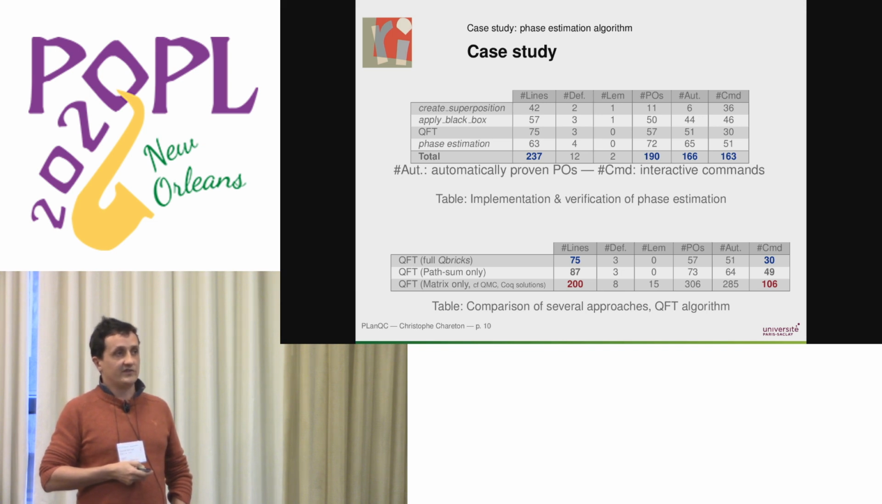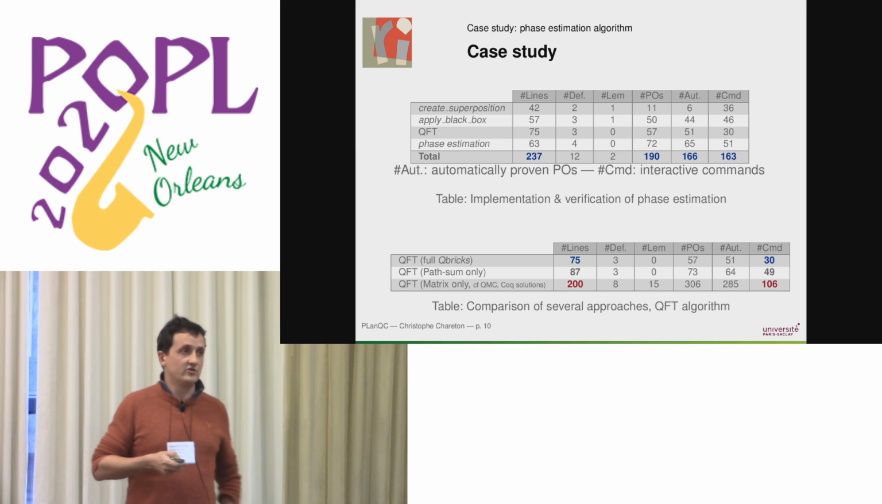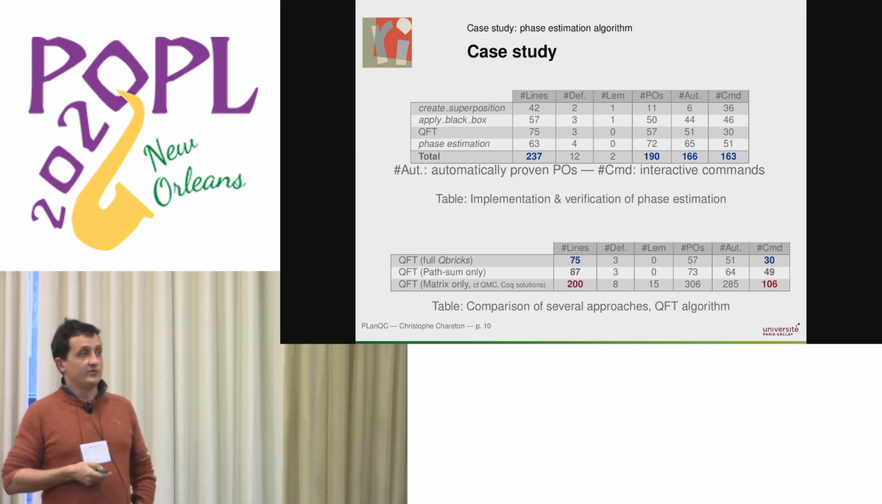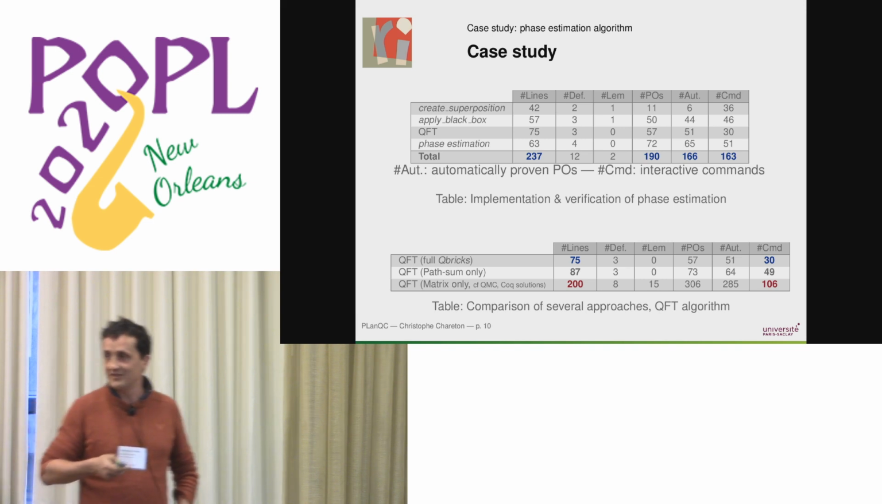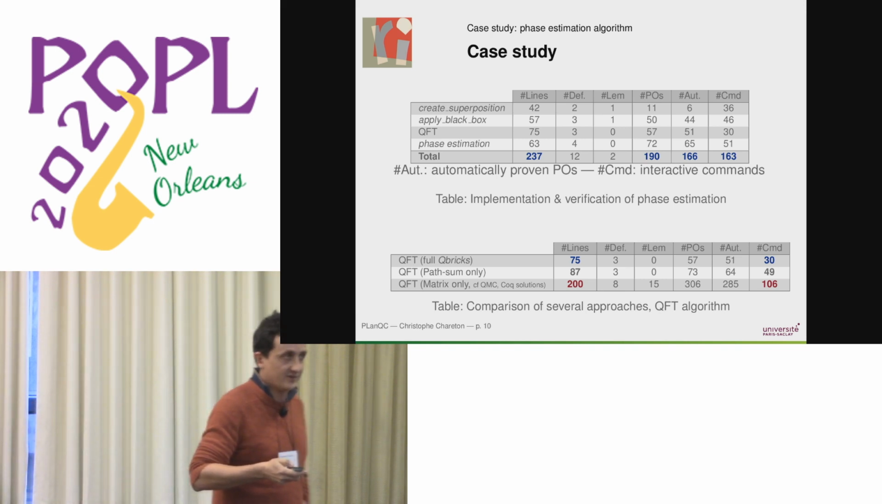with matrix semantics. And if we just look at the number of interactive commands that I had to enter to completely finish the proof, what we can see is that using PathSum instead of matrix gains a factor 2 improvement. And then by refining PathSum, I gained another 40% in terms of these interactive commands.